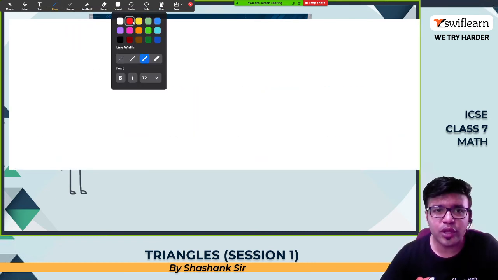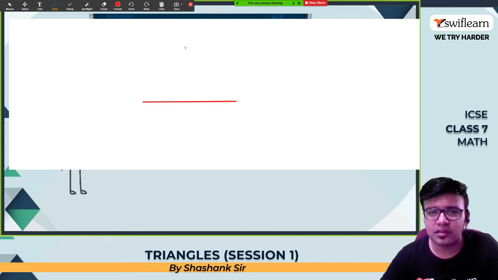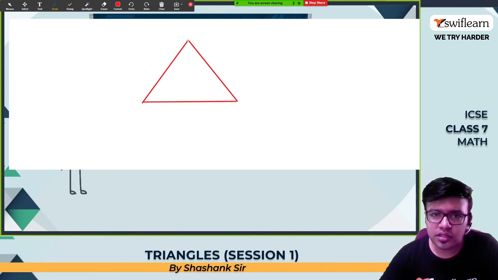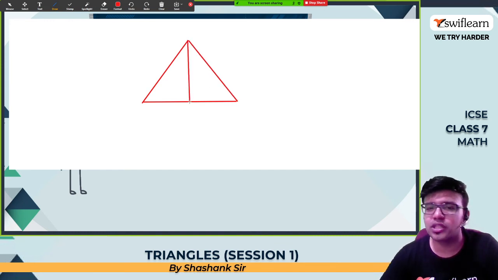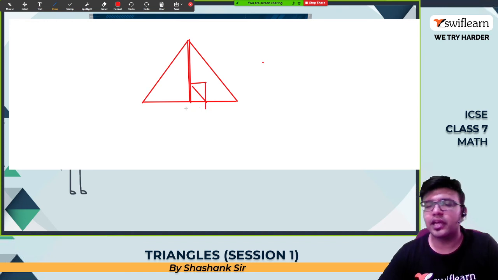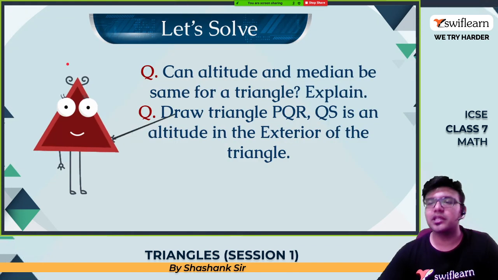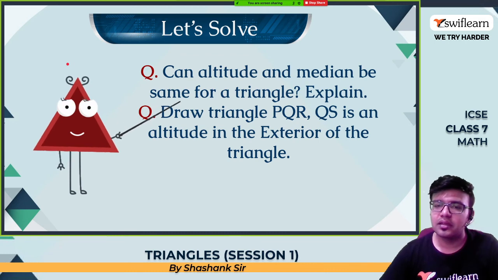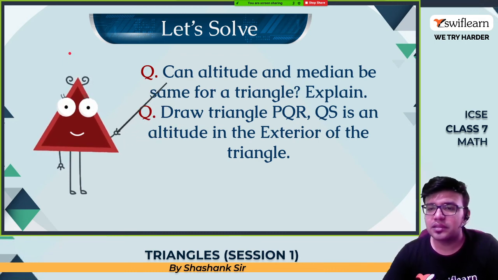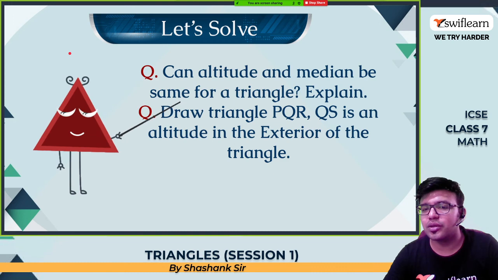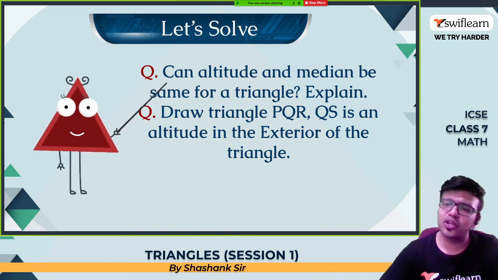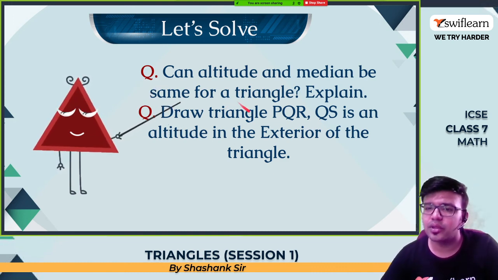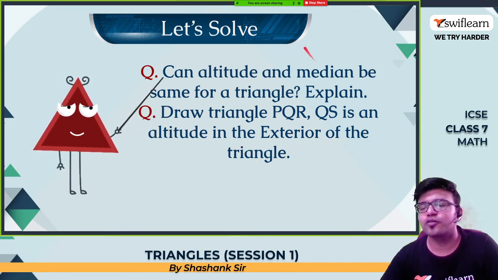So equilateral triangle. Look here, I'm going to draw an equilateral triangle. This is the median, vertex and opposite side midpoint, and altitude also, vertex and perpendicular to the opposite side. So altitude and median can be same for an equilateral triangle. Draw triangle PQR. QS is an altitude in the exterior of the triangle.